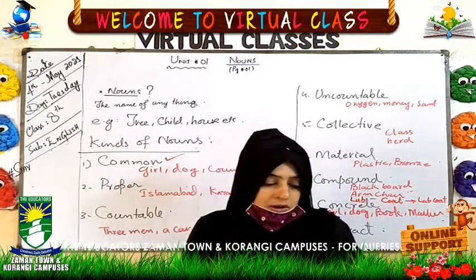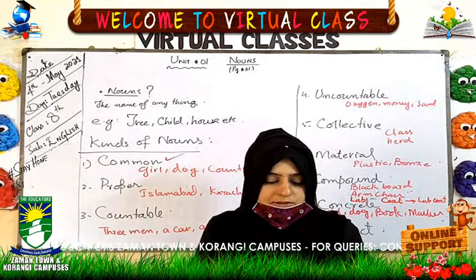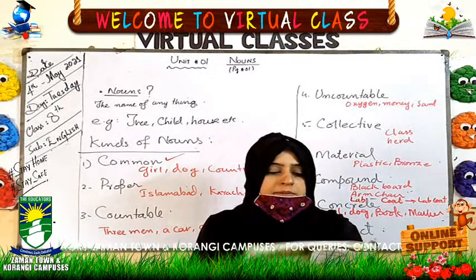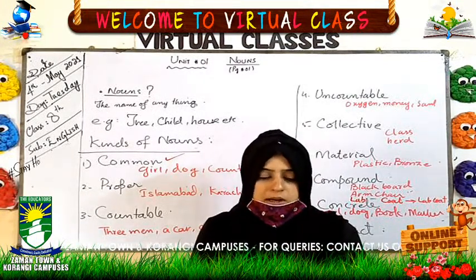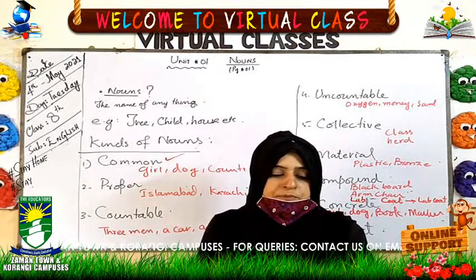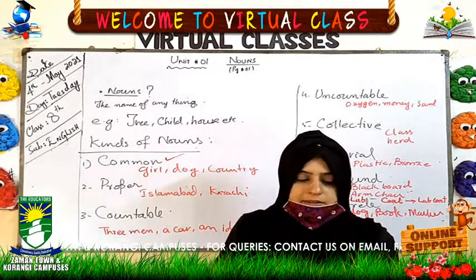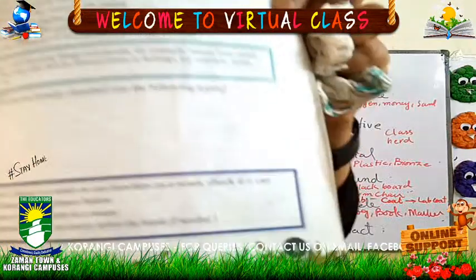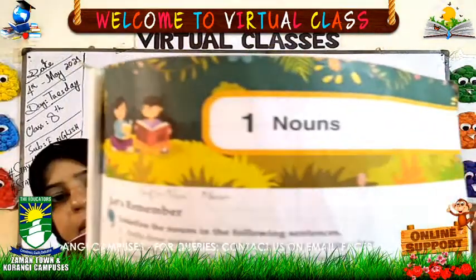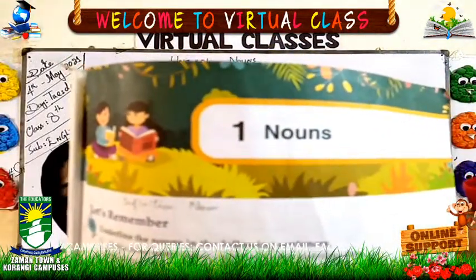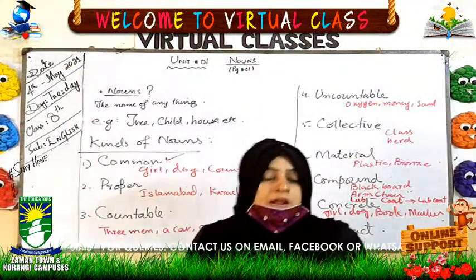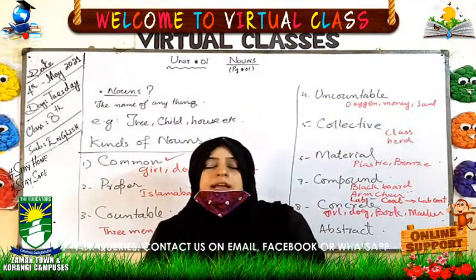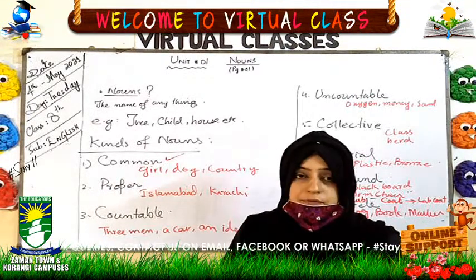Now come to the exercise first. It's on page number 1, the similar page, exercise A, underline the noun. This one. It's page number 1 and it's exercise A. Now I am reading the question and then I will show how you have to solve this.